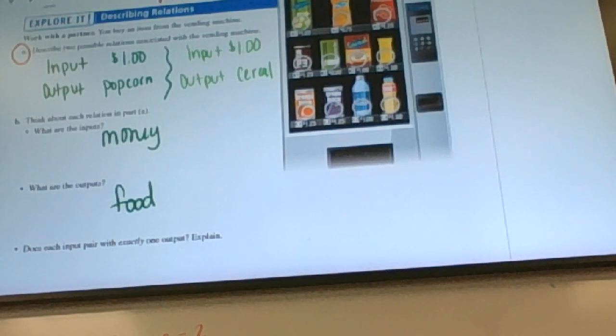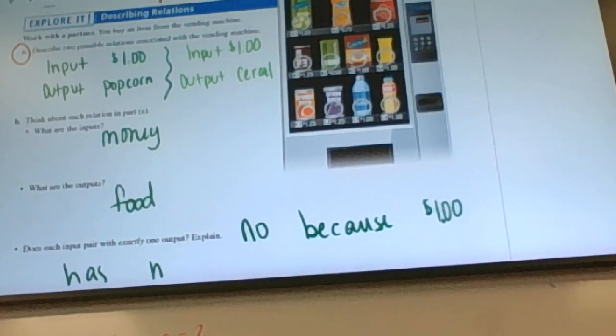No. The answer is no. It's okay. I mean, 50-50 shot. No, because if I were to tell you, hey, I put $1 in the vending machine, would you know what food I got? No, that's not a function. If it was a function, every time I put $1 in, I would get the exact same food out. But right now, if I put $1 in, I could get popcorn or I could get cereal. So that's not a function. Those are relationships, but they're not functional. No, because $1 has many outputs, has many output options.